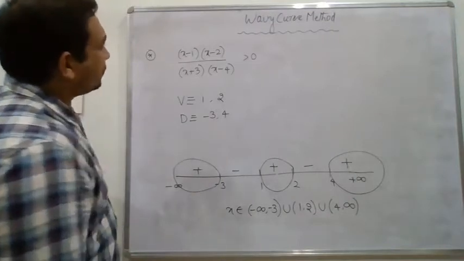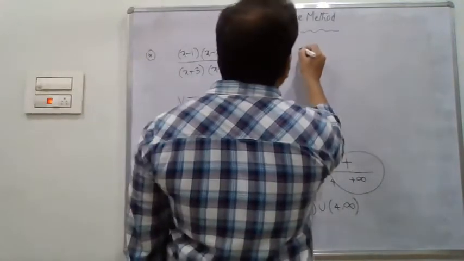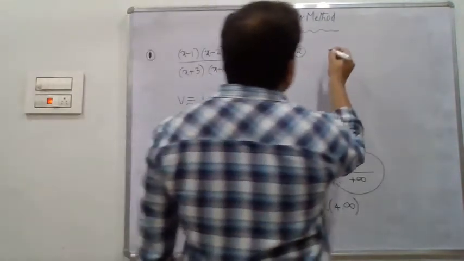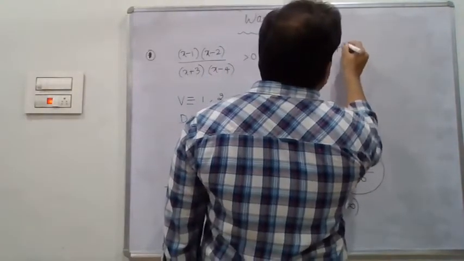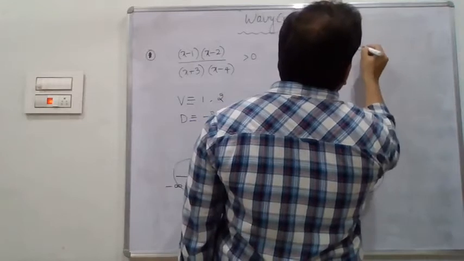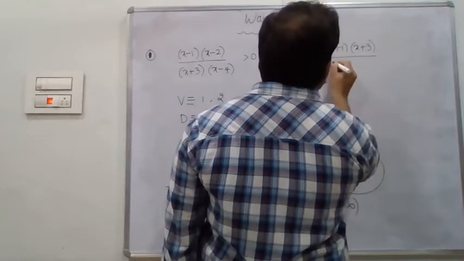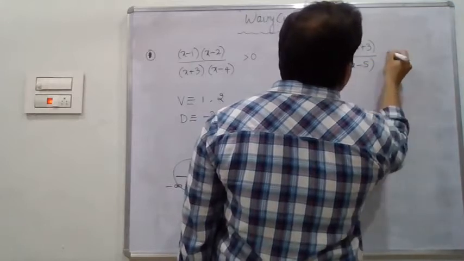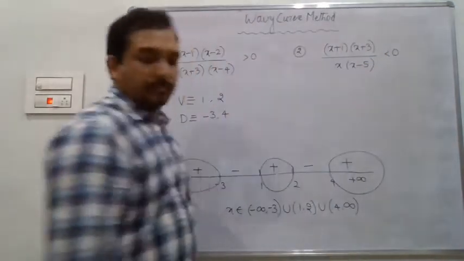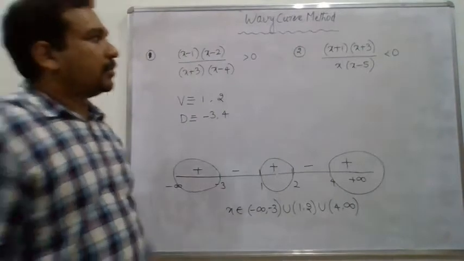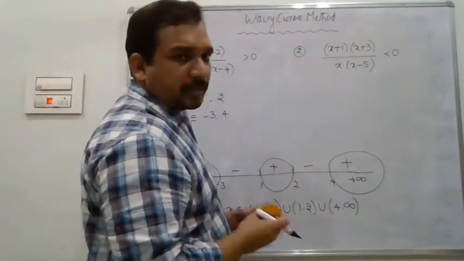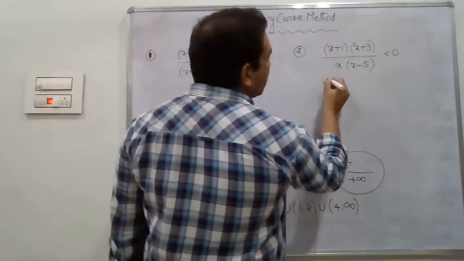Next, we'll go for the second question. Let us take this as the first one. Second question. I will give one more example. (x plus 1)(x plus 3) by x(x minus 5) is less than 0. Now we can see what the vanishing points are in it. What are the discontinuous points? What are the vanishing points?